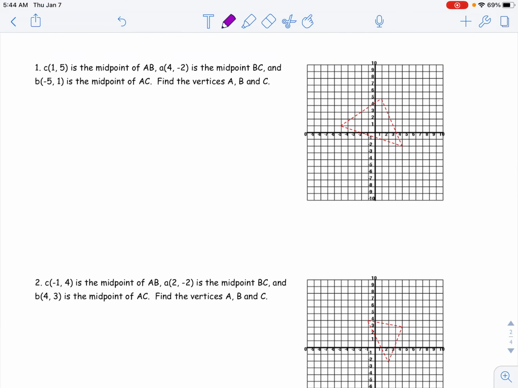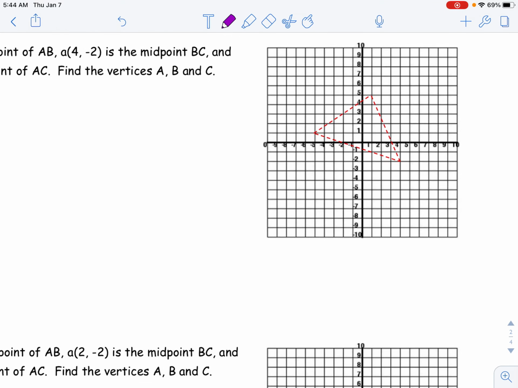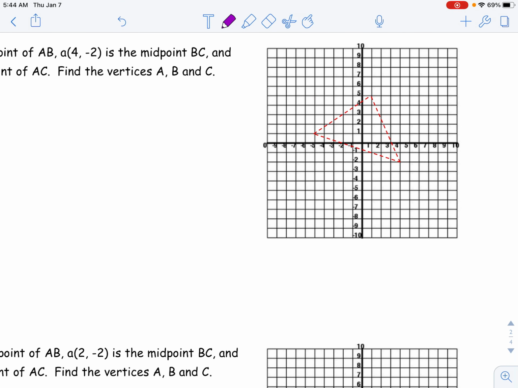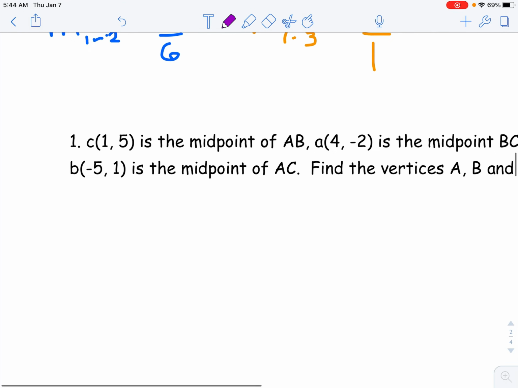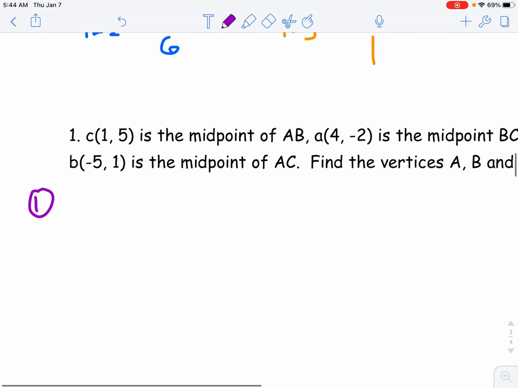Okay, so let's do the same kind of problem, but just a little different, right? So C is a midpoint, and it's at (1, 5). It's ultimately going to be the midpoint of AB. A is over here. It's ultimately going to be the midpoint of BC, and this is B. All right, so remember, these are midpoints, and this is a mid-segment triangle. So let's break it down a little different than last time.